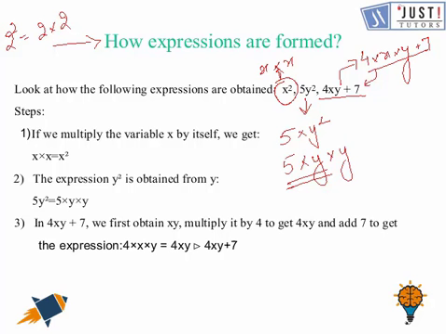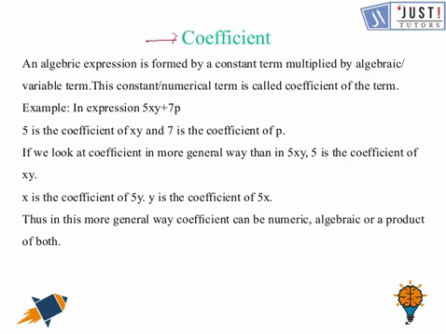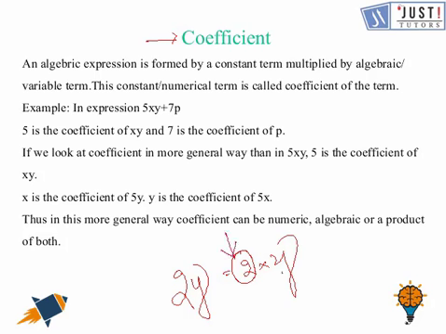Now we move ahead and learn about the coefficient. An algebraic expression is formed by a constant term, say 2, multiplied by an algebraic or variable term, say y. So this is 2 times y. This value, which is a constant term, is called the coefficient of the term. So if 2y is the term, we say 2 is the coefficient and y is the variable.